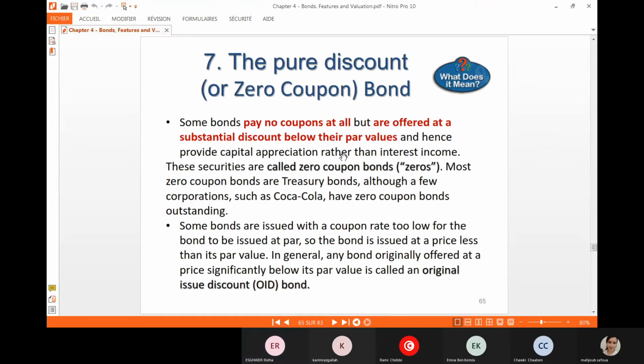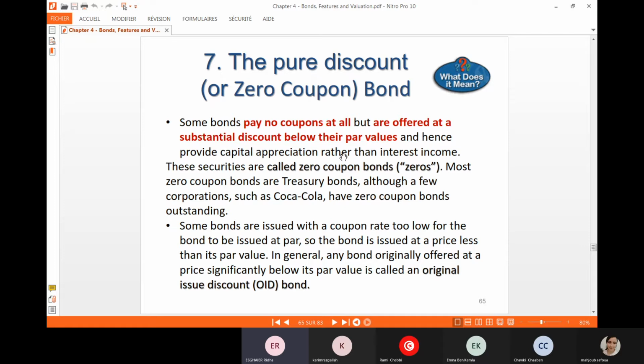Now, in all the previous examples, the bond that we are analyzing will pay to the holder of the bond constant interests and the par value at the maturity date. But some bonds pay no coupons at all. They do not pay interests during the intermediary dates, if you want. They pay only one amount at the maturity date.